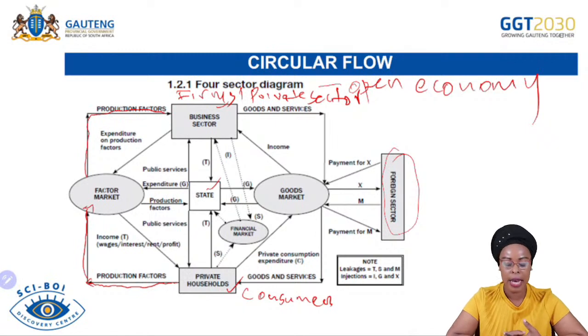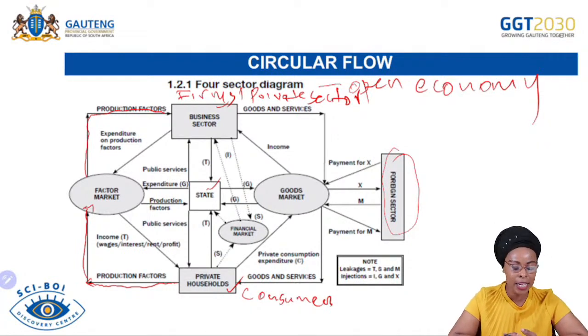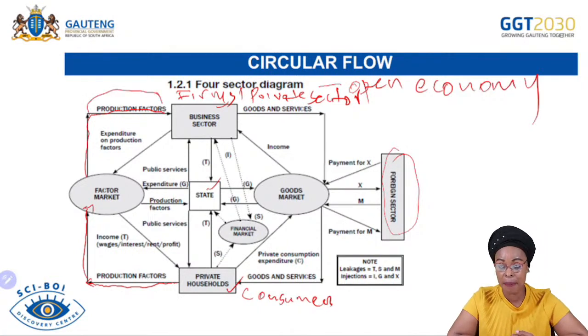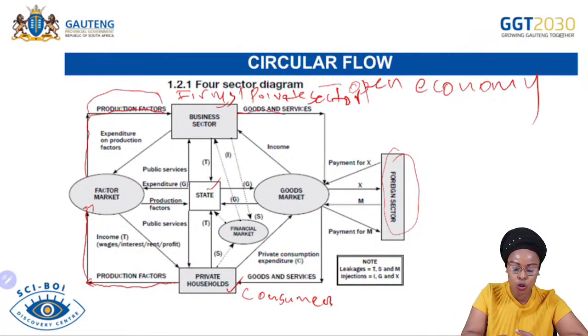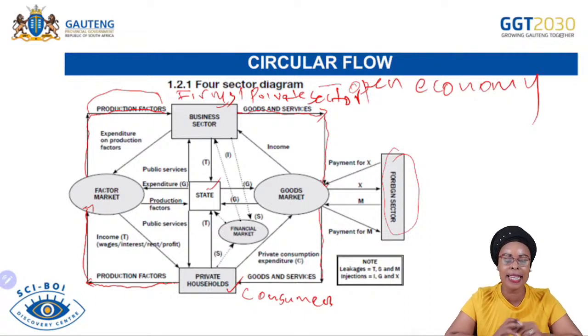Each participant in this model has a role to play. Let me, for example, look at the business sector. Because they bought production factors from the factor market, they use them to produce goods and services. And they sell these goods and services at the goods market. The household will buy these goods and services. The same with the government, it has a role to play in this model.